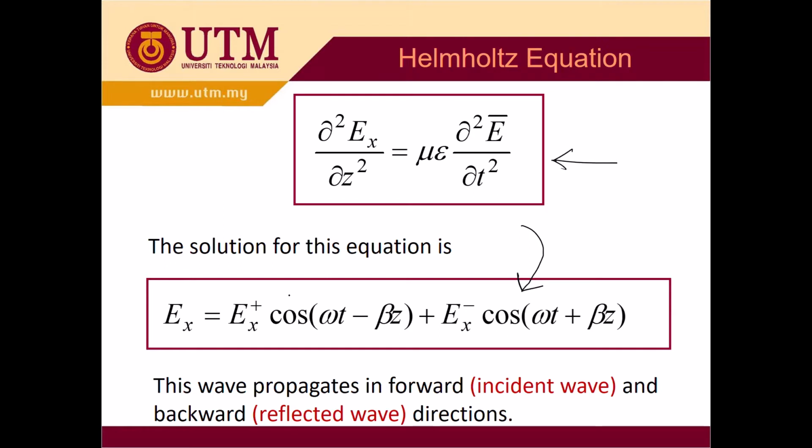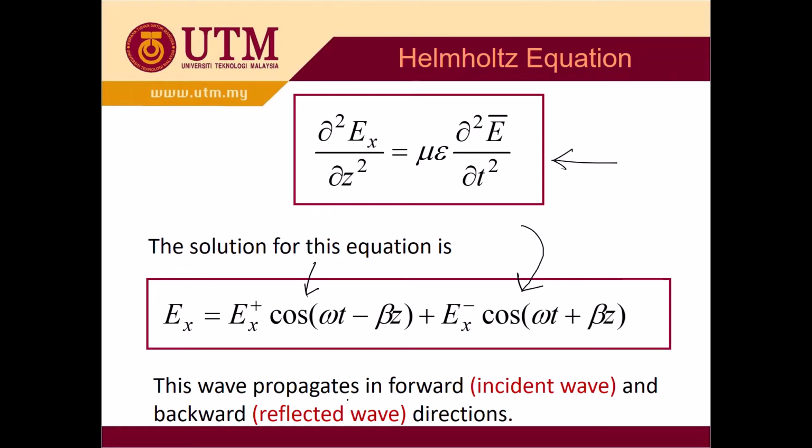The solution consists of, for example, the electric field Ex, which has an Ex plus and an Ex minus. We assume that the wave is sinusoidal, so in terms of cosine, we have Ex plus cos(omega t minus beta z) plus Ex minus cos(omega t plus beta z). So what does this mean? This wave propagates as a forward or incident wave and a backward reflected wave.